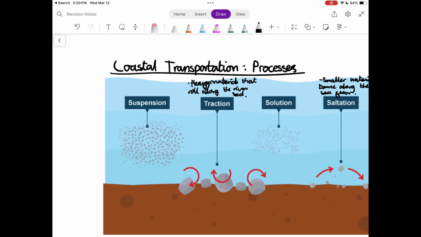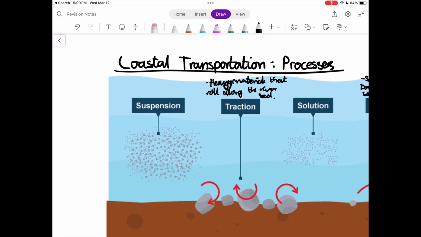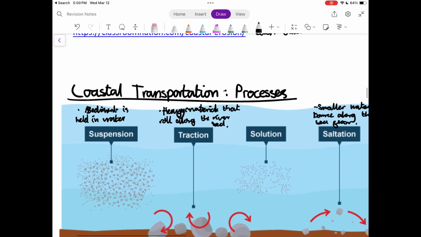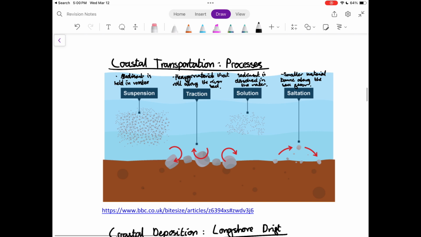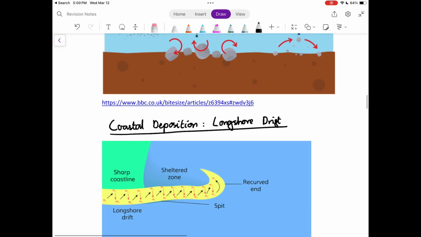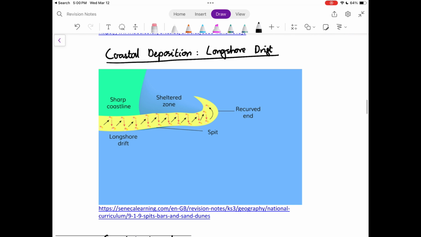And the next one you need to know is suspension. So suspension is when sediment is held in the water. It's not dissolved, but it's just suspended within the water, hence why it's called suspension. And solution is where sediment is dissolved in the water. Okay, so that is all you need to know for coastal transportation.